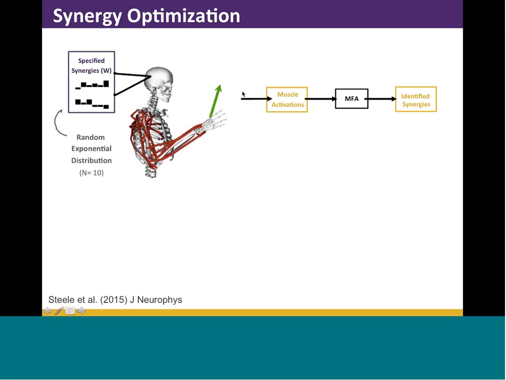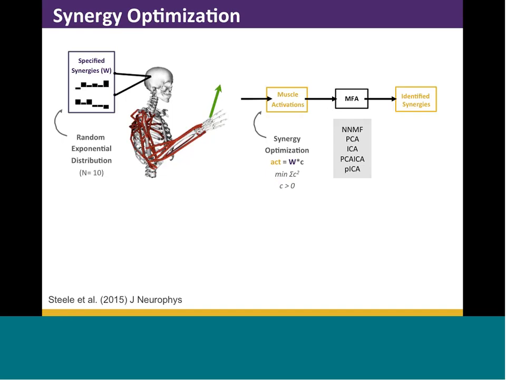Now, for each, we had the model execute the task with different sets of specified synergies. And similar to a prior study by Matthew Tresh, we specified these synergies by choosing from a random exponential distribution. And so we'd give the model a set of random synergies, have it execute the task, and with synergy optimization, solve for those muscle activations, where we were minimizing those synergy activations C squared over the task.